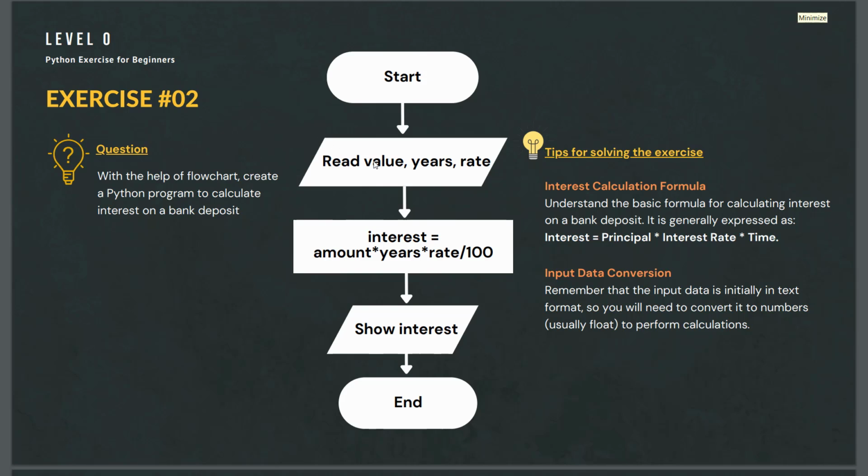Okay, so it says first we need to read the value, years and rate. Then we need to calculate the interest from amount, years and rate. Then we need to show the interest. So we have some tips here that we can use to help us solve this problem. So let's try to solve this. Let's jump into our VS Code and start solving it immediately.